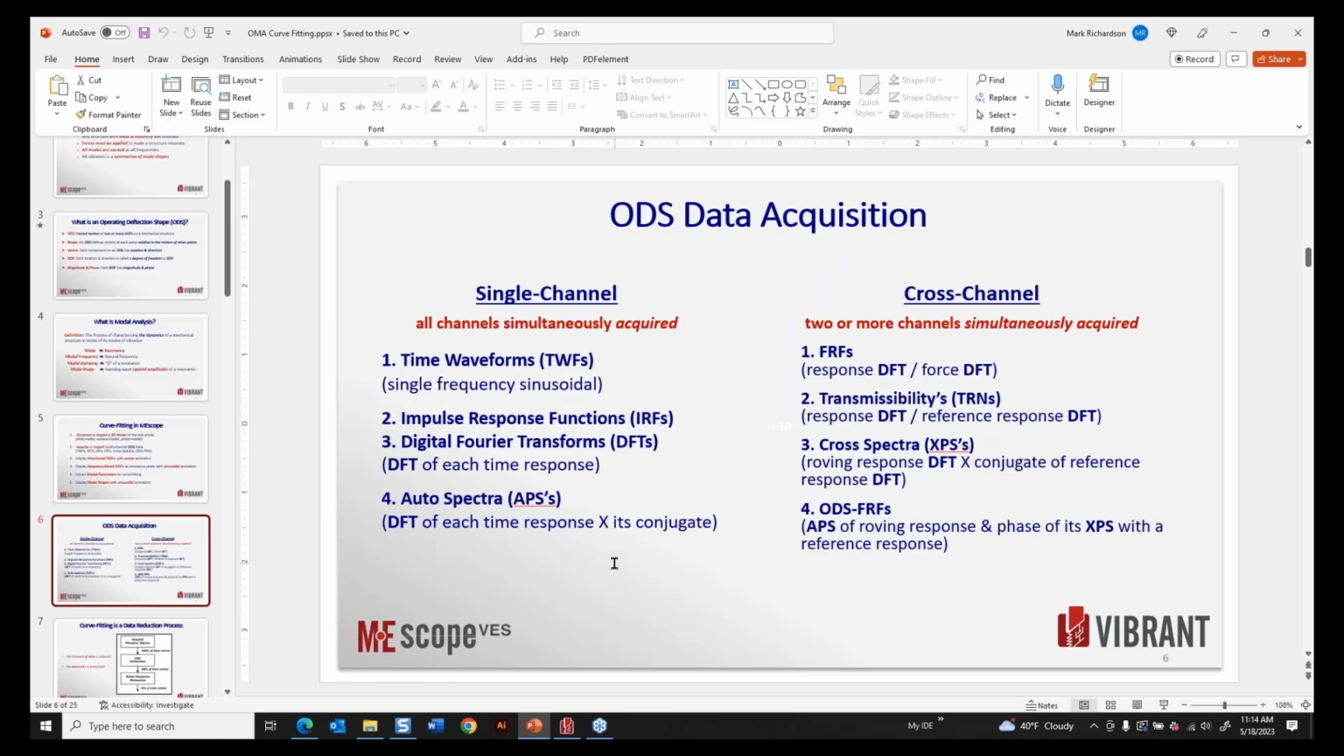Transmissibilities: many people over the years have measured transmissibilities when they couldn't measure the force, so they just measured another reference response, and then did the arithmetic in their analyzer or in a computer, dividing the response DFT by the reference DFT. That can be problematic. You can't curve fit that data, but if you know where the resonant frequency is, you can put the cursor on that data, and again, it's ODS data, and animate an ODS from transmissibilities.